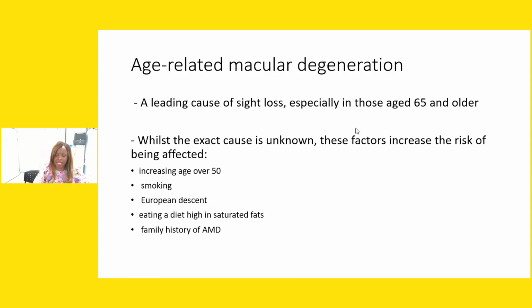So the next segment of this talk, we will look at a leading cause of sight loss, especially in those aged over 65 and above, but really from about age 50, called age-related macular degeneration. Now, whilst the exact cause of age-related macular degeneration is unknown, these factors increase the risk of being affected: increasing age over the age of 50, smoking, European descent, diet, and family history.